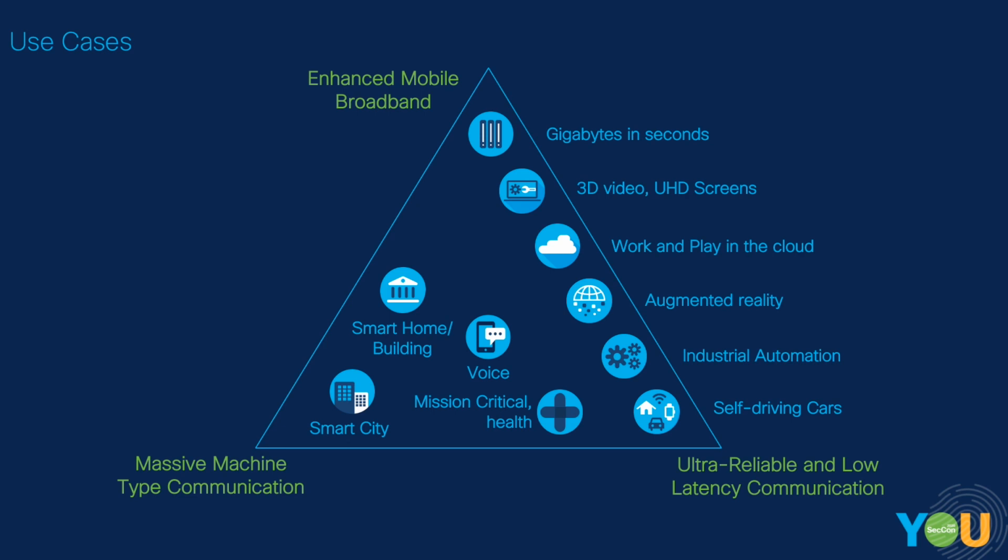You have enhanced mobile broadband, where you're seeing high speeds, gigabits in seconds, 3D video, and so forth. Then you have ultra reliable, low latency communication, URLLC, where you have use cases such as self-driving cars, industrial automation, remote surgeries, and so forth. And the last one is massive machine type communication. This is where your traffic lights talk to your cars, making sure that they're stopping at a red light. Those kinds of use cases will come in with machine to machine type communication.